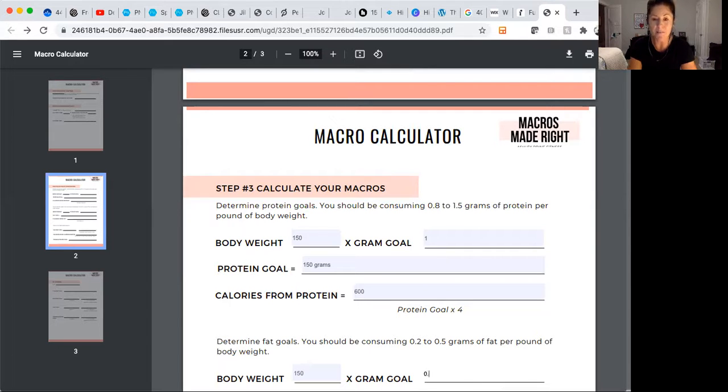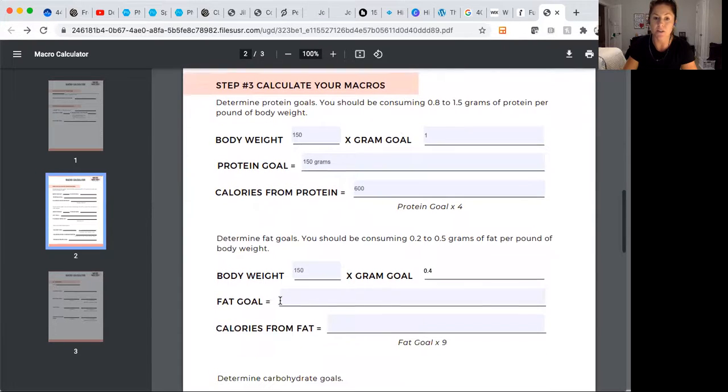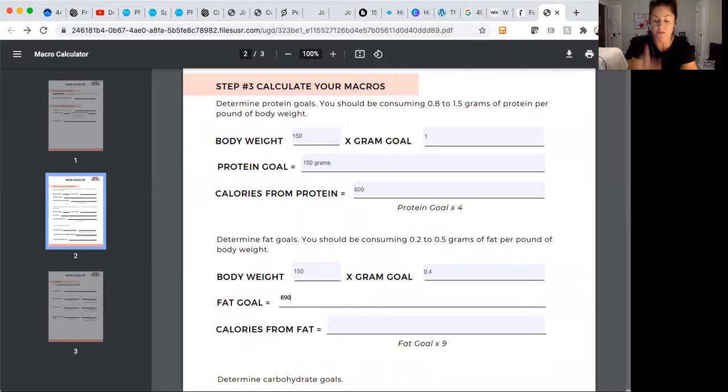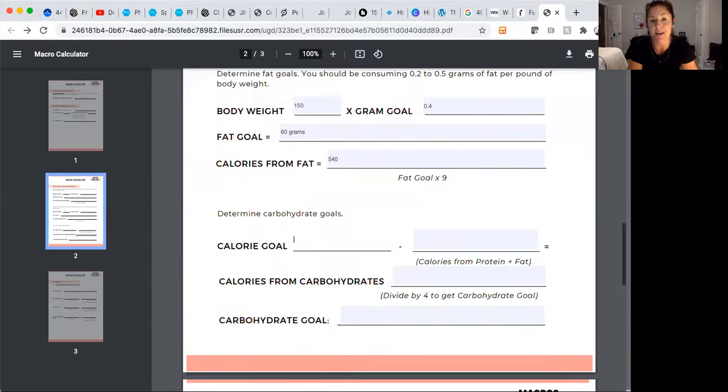So for example, I'm going to be at 0.4. I like to cook with my olive oils and things like that. So 150 times 0.4 equals 60 grams of fat. Don't cringe. That's a normal amount. Fat has 9 calories per gram. So we're going to times 60 times 9, and that equals 540 calories coming from fat.